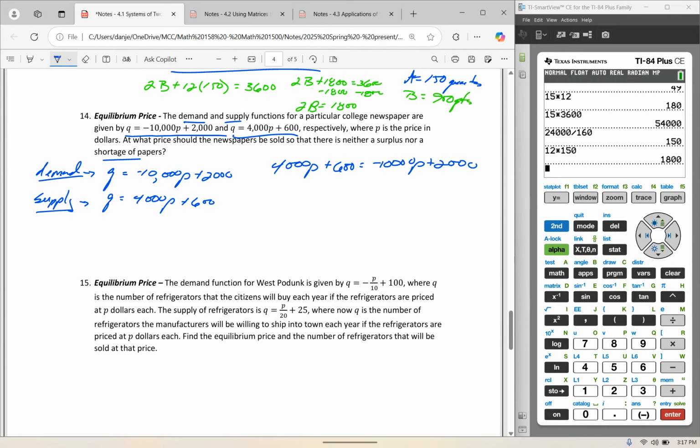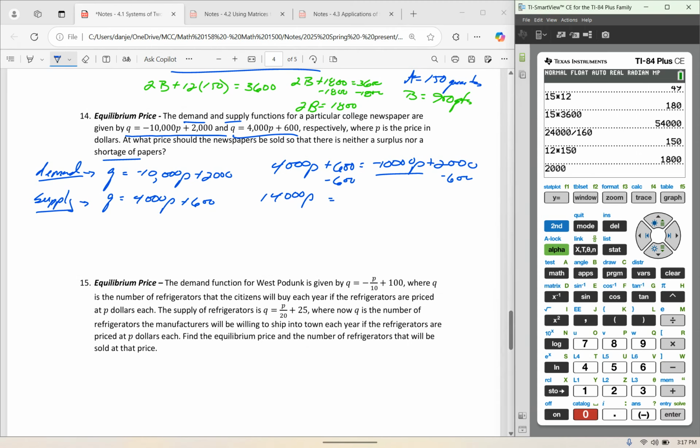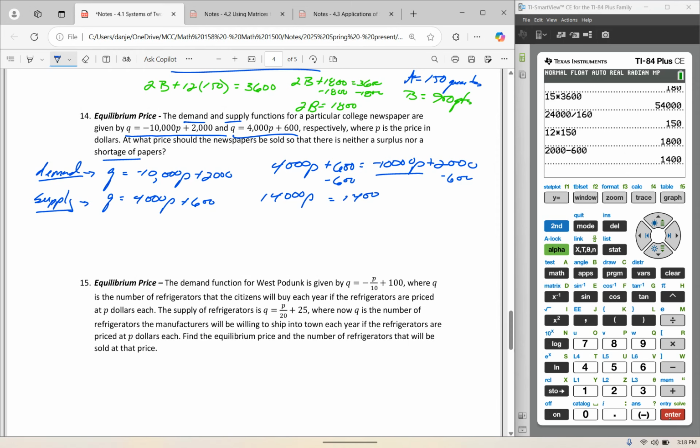What I'm going to do is add the 10,000 P, so I have 14,000 P. I'm going to subtract the 600, and 2,000 minus 600 should be 1,400, right? So that'd be 1,400. Divide both sides by 14,000. P will equal $0.10, or 10 cents. The newspaper should be sold for 10 cents in order to reach equilibrium.